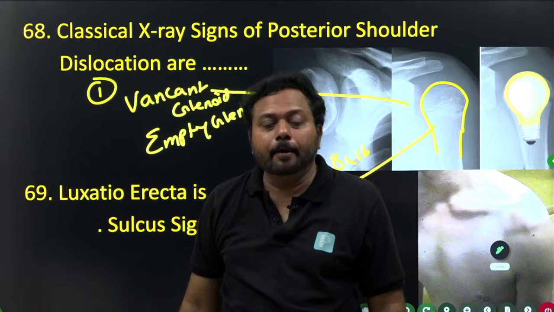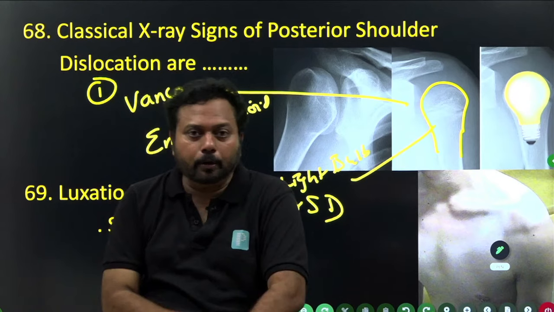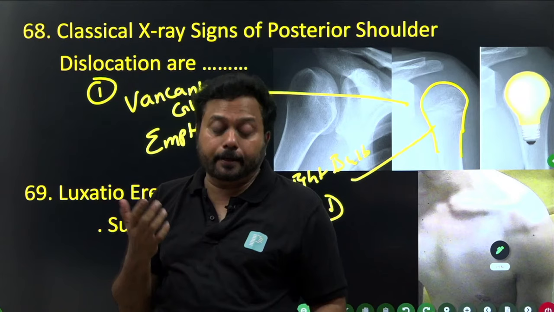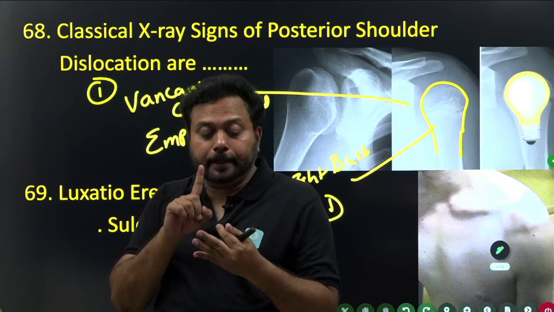When you want to diagnose anterior shoulder dislocation clinically, umpteen number of physical signs are there, like your Dugas test, Bryant sign, Hamilton ruler test, Callaway's test, apprehension test. So many named tests are there.